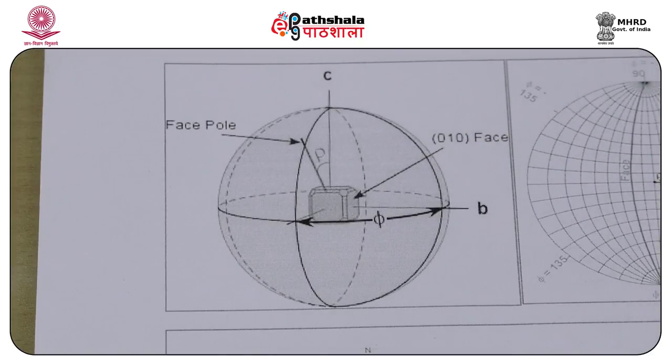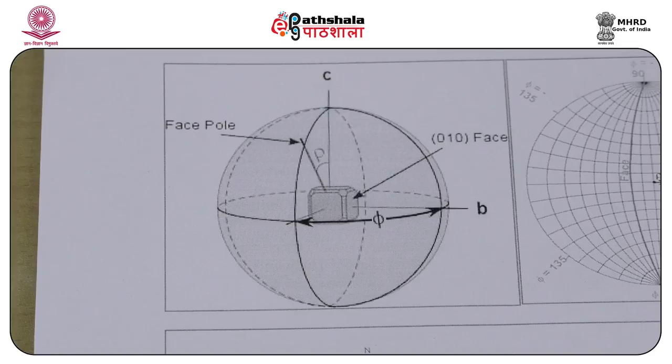A number of rules are applied for plotting crystal faces on a stereo net. First, all the crystal faces are plotted as poles. Then the B crystallographic axis, as can be seen in the diagram, is taken as the starting point. Such an axis will be plotted at phi equal to 0 degrees and rho equal to 90 degrees. Positive phi angles will be measured clockwise and negative phi angles will be measured counterclockwise, as can be seen in this diagram.